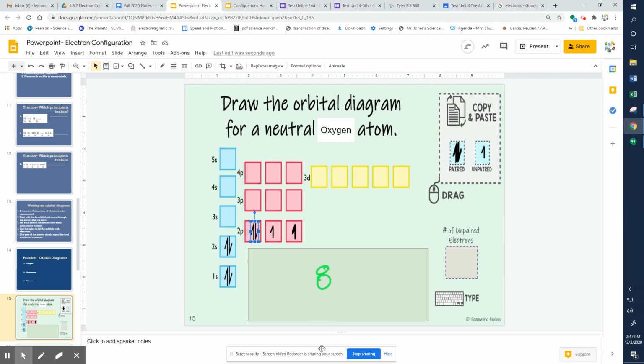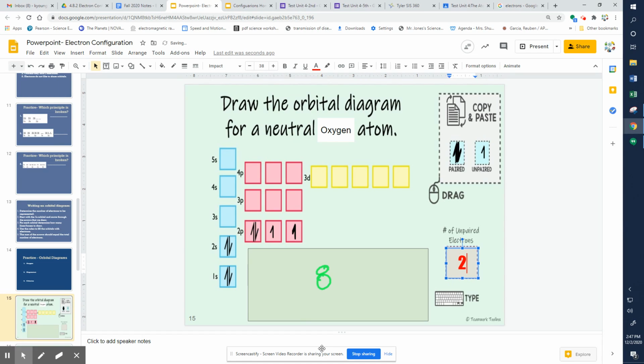Now over here in the corner, it asks you how many unpaired electrons are there. So how many are just solo electrons? And you're going to click in there and type in your answer. All right.